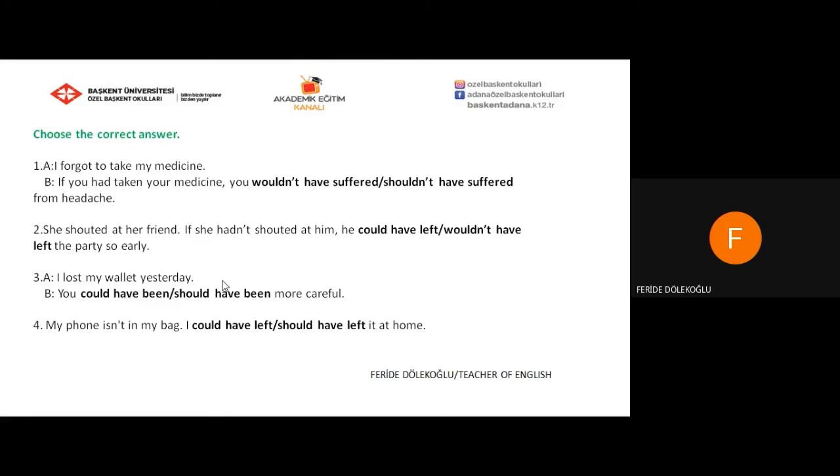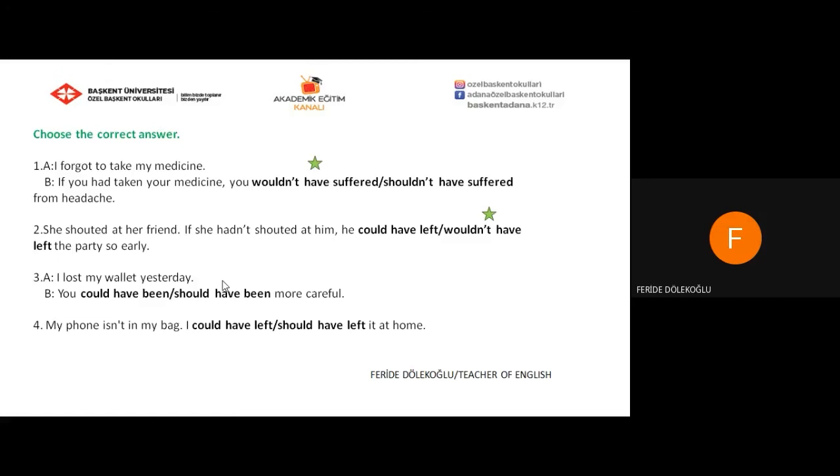Here is another exercise about the same structure. Please look at the questions. First one, I forgot to take my medicine. If you had taken your medicine, you wouldn't have suffered from headache. If clause type 3. She shouted at her friend. If she hadn't shouted at him, he wouldn't have left the party so early. But in the past, she shouted at him, so he left the party early.